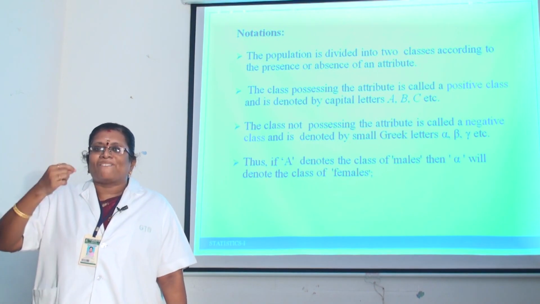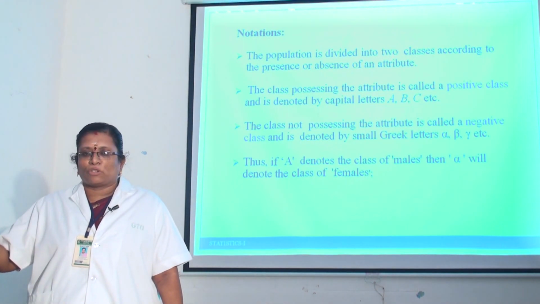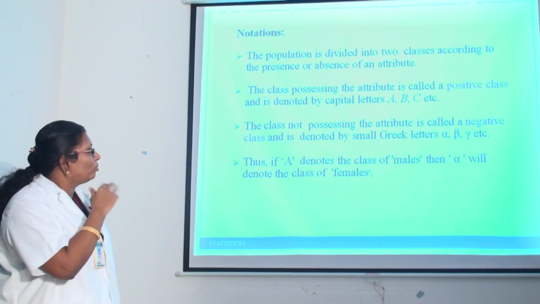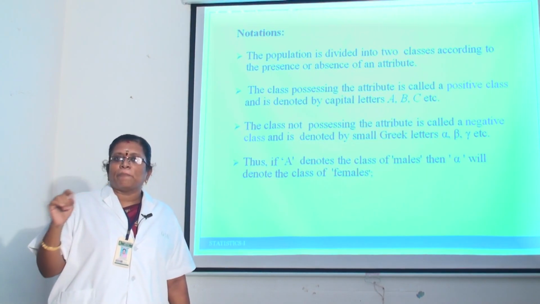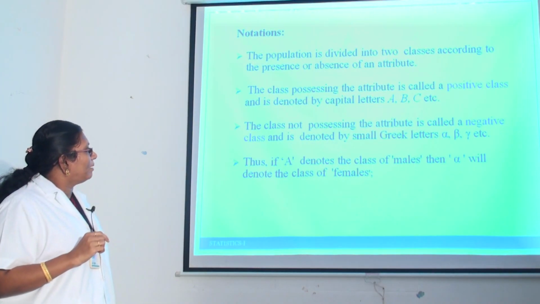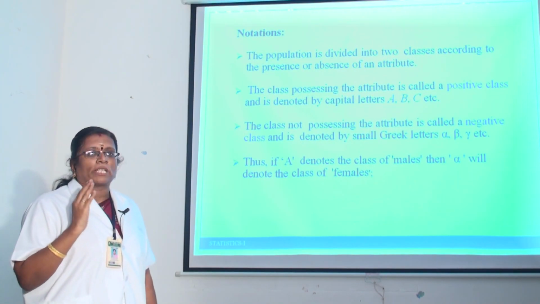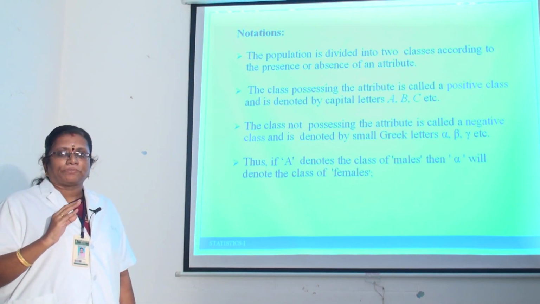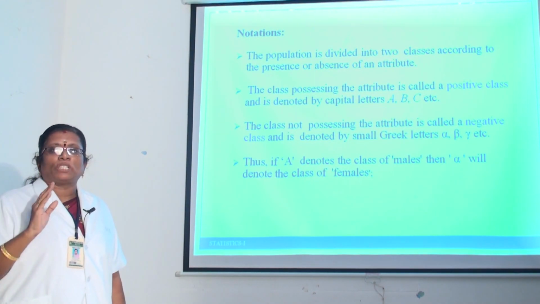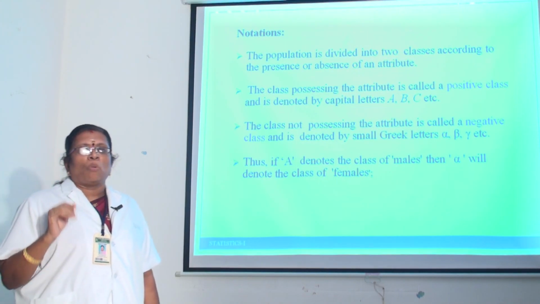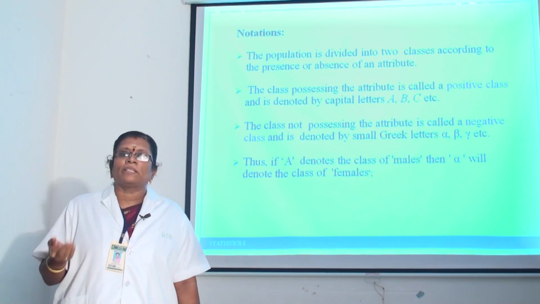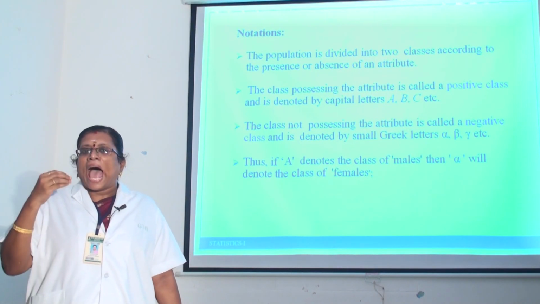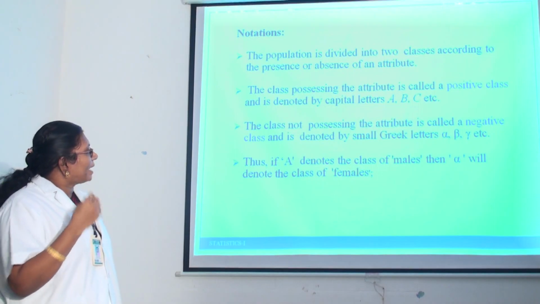A person failed in mathematics. Mathematically, we have to assume a symbol for that. What is that symbol? The class not possessing the attribute is called a negative class, and it is denoted by Greek letters. What are the Greek letters? We know them: alpha, beta, gamma, etc. Alpha, gamma, like that we can take.